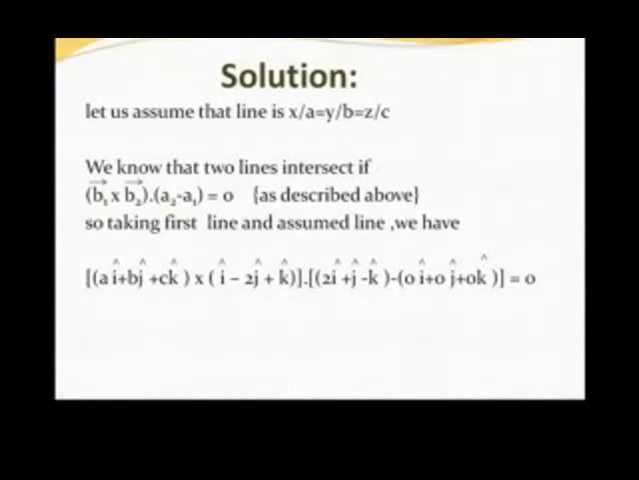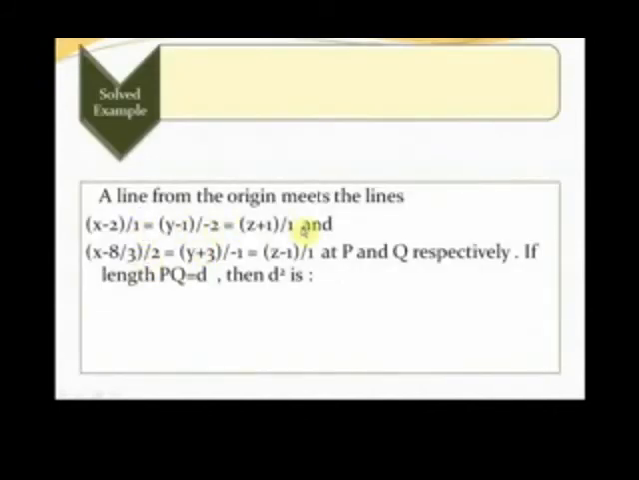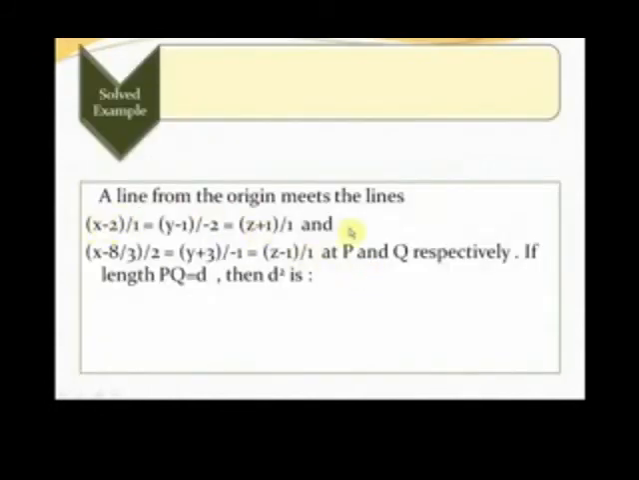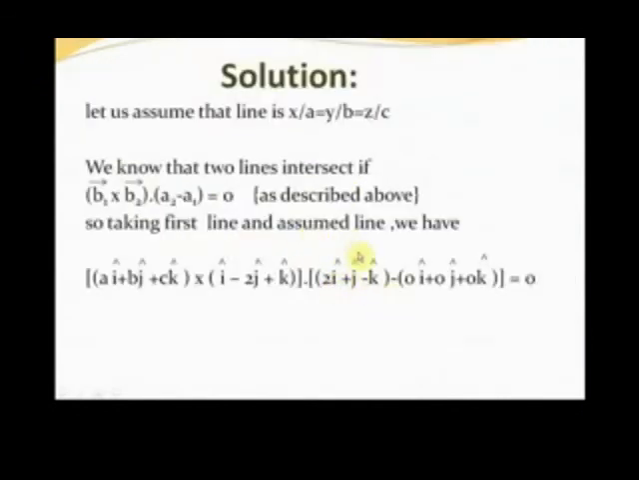So what we have done here is, we have taken the b1 vector as a times i cap plus b times j cap plus c times k cap, as the direction ratios of this line are a, b, c. The direction ratios of the first line are 1, minus 2 and 1, and hence we can write this vector as i cap minus 2j cap plus k cap, dot a2 minus a1. a2 is the point through which this first line passes, and that is 2, 1 and minus 1. Thus we can express that point in the vector form as 2i cap plus j cap minus k cap, minus 0 times i cap plus 0 times j cap plus 0 times k cap, because this line passes through the origin with the coordinates 0, 0, 0.